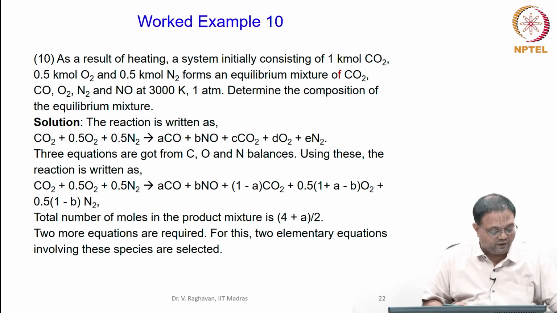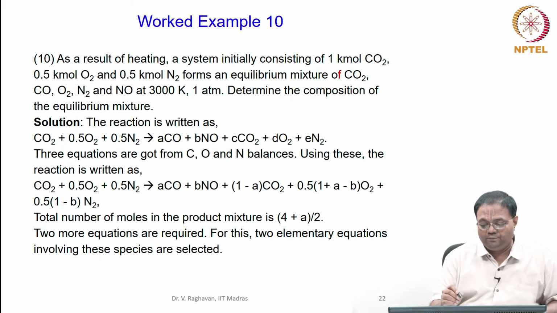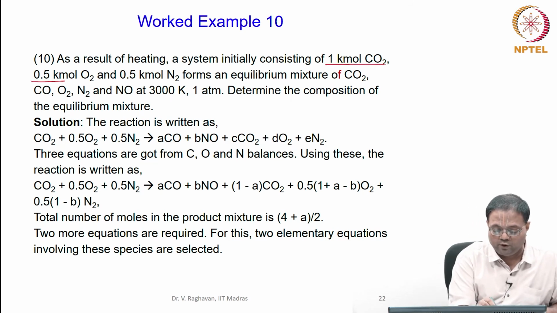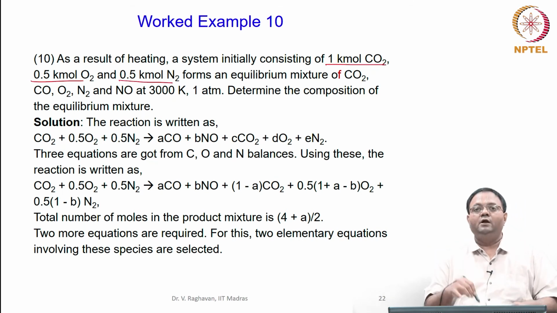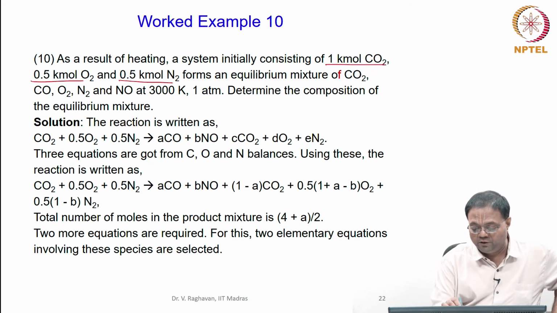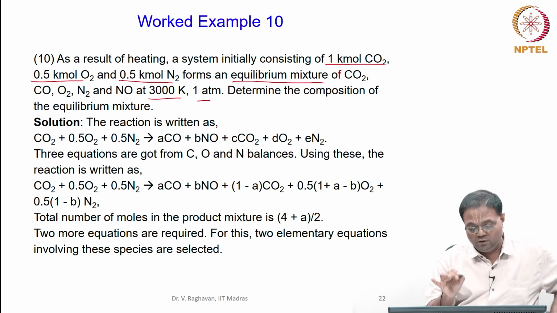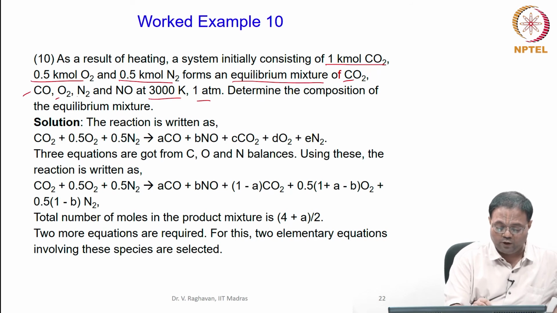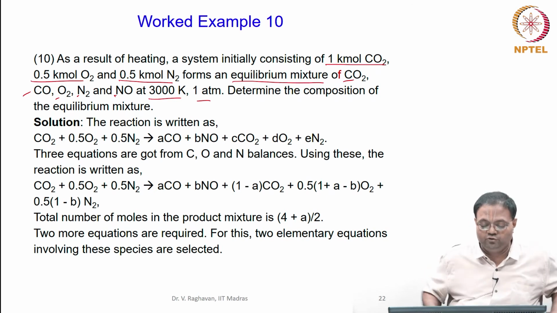Okay, this is the last example. Okay, the 10th example is the last one. Here we have a system in which 1 kilomole of CO2, 0.5 kilomole of O2, 0.5 kilomole of N2 are present. Okay. Now this is heated. When it is heated, then the mixture is formed at equilibrium. So at a temperature of 3000 Kelvin and 1 atmosphere, the equilibrium mixture is composed of CO2, CO, O2, N2 and also nitric oxide NO. What is the composition?